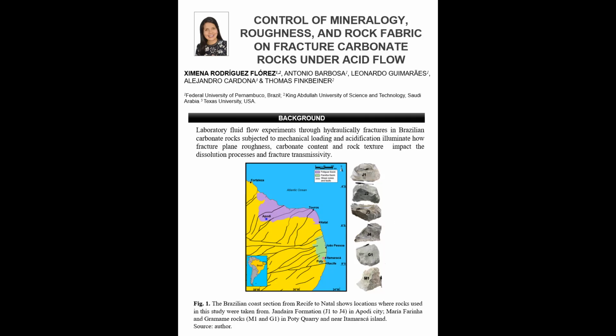The rocks are located in the northeast of Brazil, in the coastal section from Recife in the south to Natal in the north. The Jandaíra formation rocks were taken near Apodi city, the Maria Farinha rocks were taken in Potiguar mine, and the Gramame rocks were taken near Itamaracá Island.